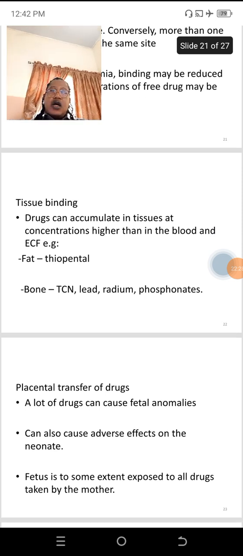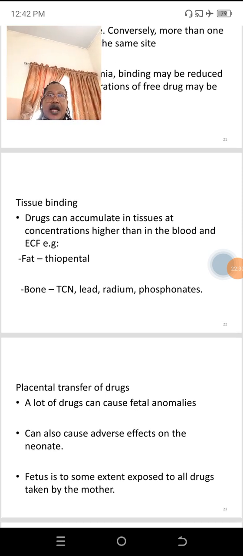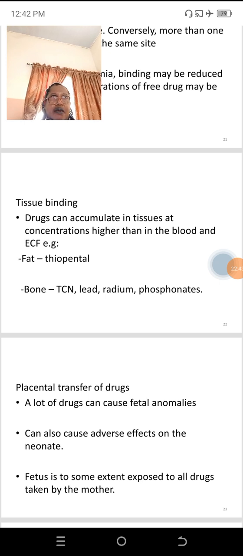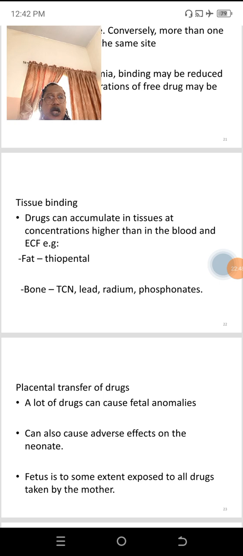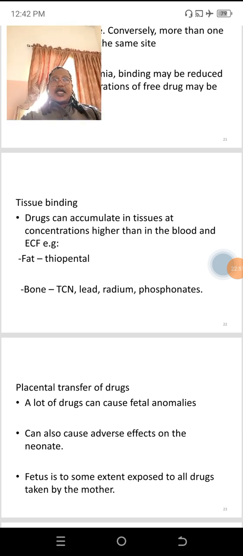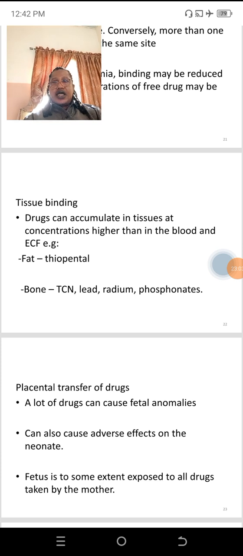Then, drugs like tetracycline, lead, radium, and phosphonates can accumulate in bone, and can be retained in bone for up to 20 years or longer. In cases like this, it might serve as a source of chronic poisoning for the individual, whereby it will be getting released gradually and slowly into the circulation.